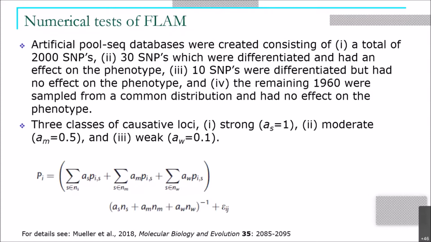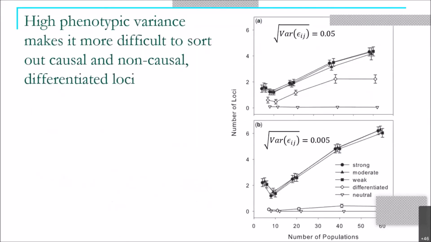And in these simulations that Larry did, he was simulating variable numbers of populations. And in the simplest cases, you can just think of them as half of them being selected and half of them being control populations. So what do the results look like?